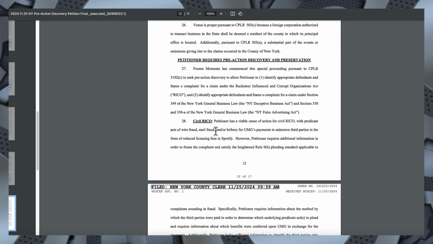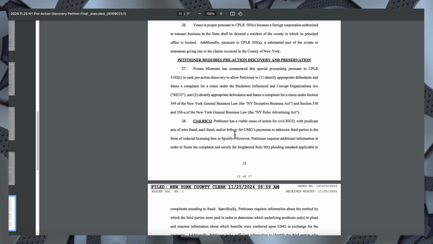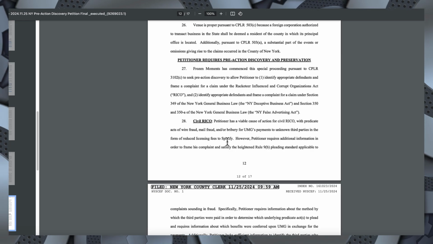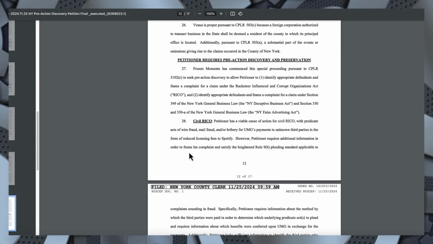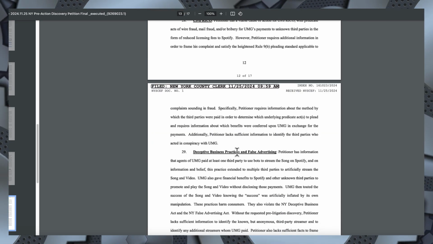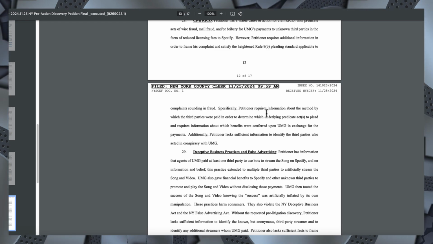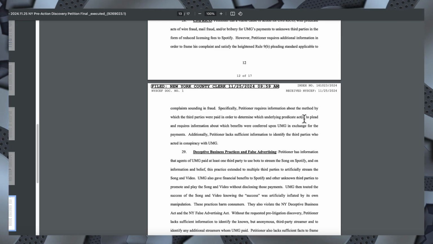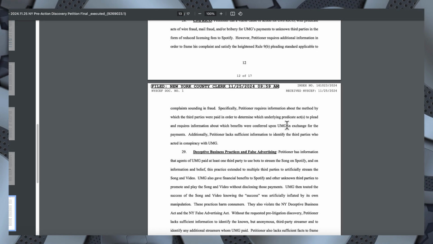Civil RICO. Petitioner has a viable cause of action for civil RICO with predicate acts of wire fraud, mail fraud, and/or bribery for UMG's payments to unknown third parties in the form of reduced licensing fees to Spotify. However, petitioner requires additional information in order to frame its complaint and satisfy the heightened Rule 9(b) pleading standard applicable to complaints sounding in fraud. Specifically, petitioner requires information about the method by which the third parties were paid in order to determine which underlying predicate acts to plead, and requires information about which benefits were conferred upon UMG in exchange for the payments.